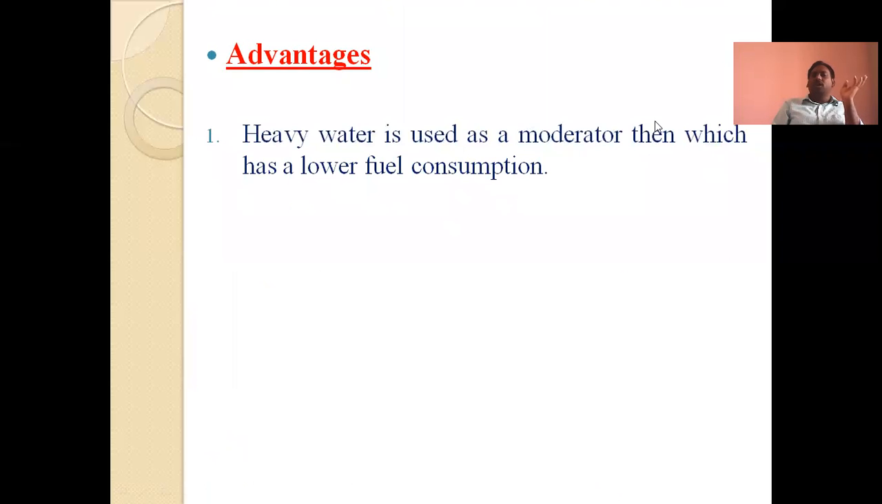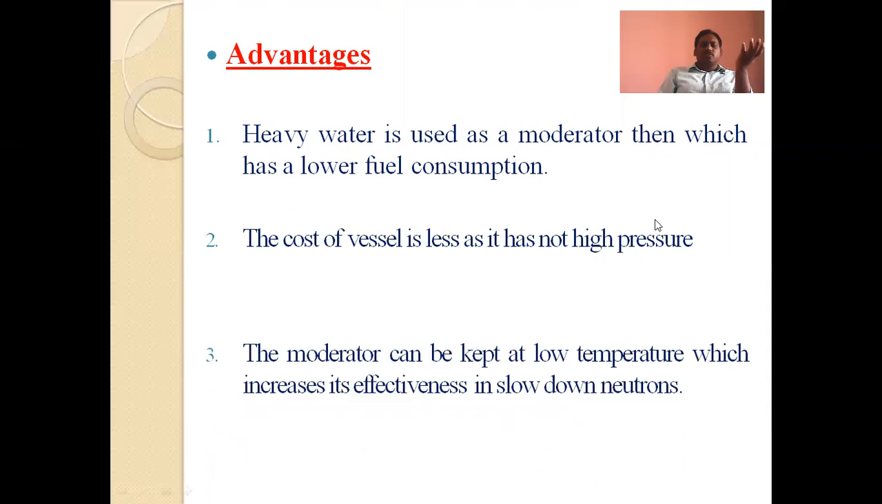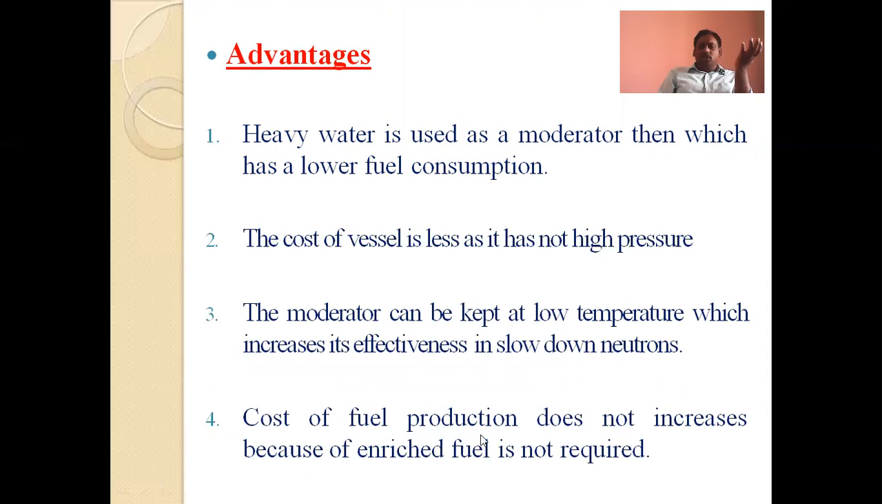And what are the advantages? The main advantage is that we can use natural uranium. That means fuel cost can be reduced. Fuel production cost does not increase because enriched fuel is not required. That's why the cost of fuel production does not increase, it decreases.